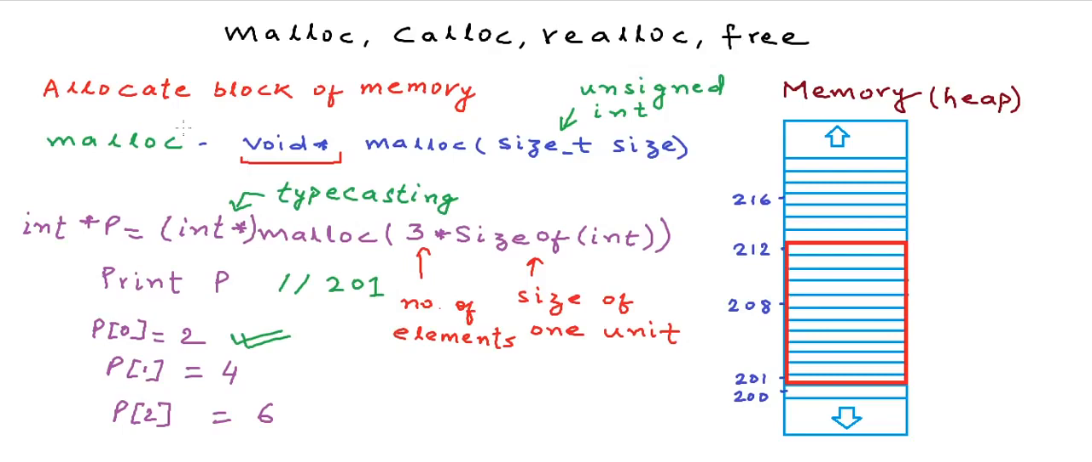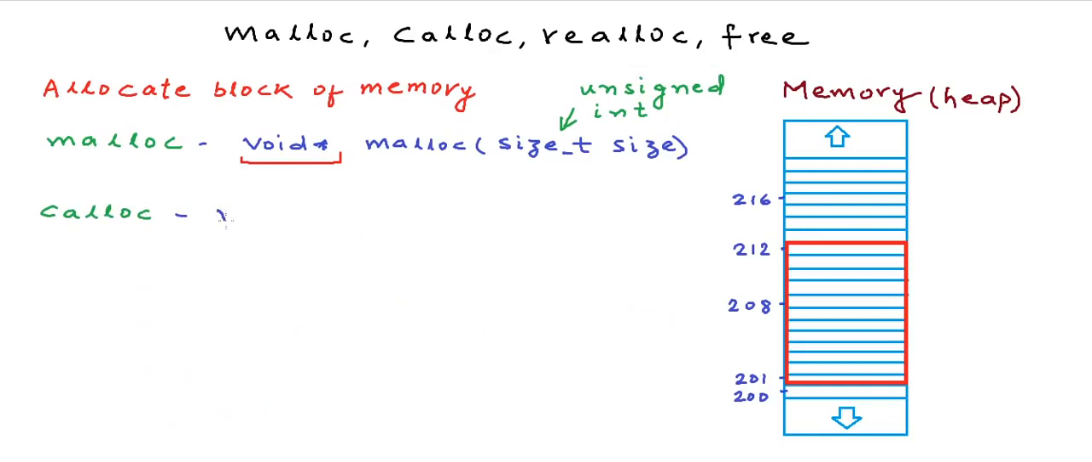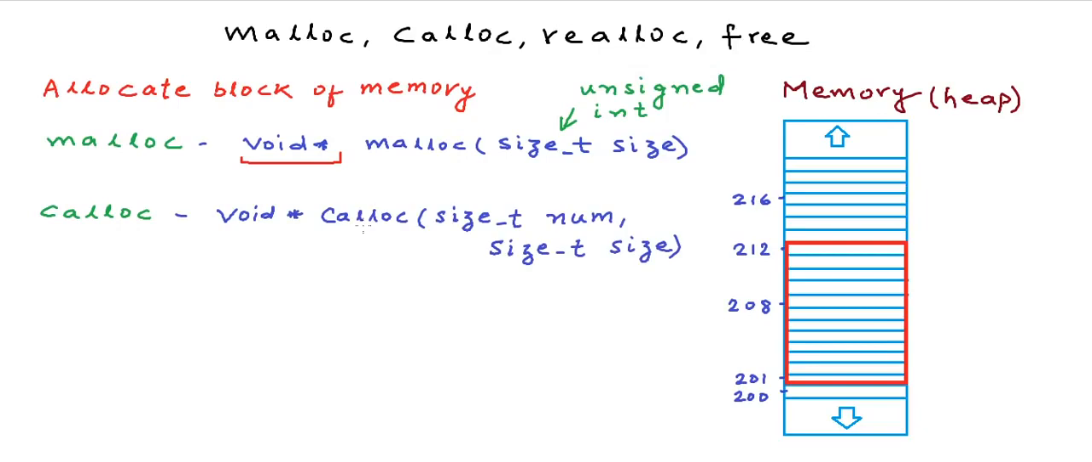Let us now talk about calloc. The signature or definition of calloc is something like this. Calloc also does the same stuff as malloc. It is only slightly different. Calloc also returns a void pointer, but calloc takes 2 arguments instead of 1. The first argument is the number of elements of a particular data type, and the second argument is the size of the data type.